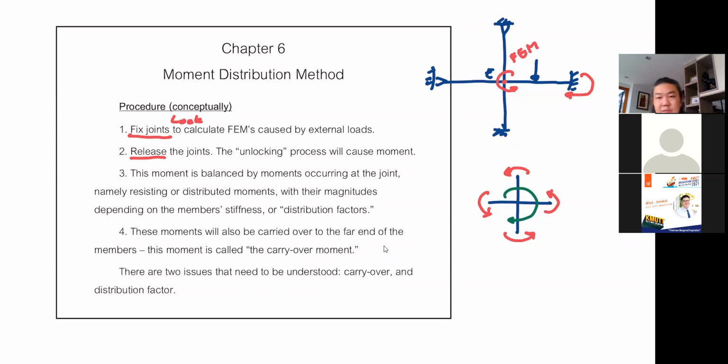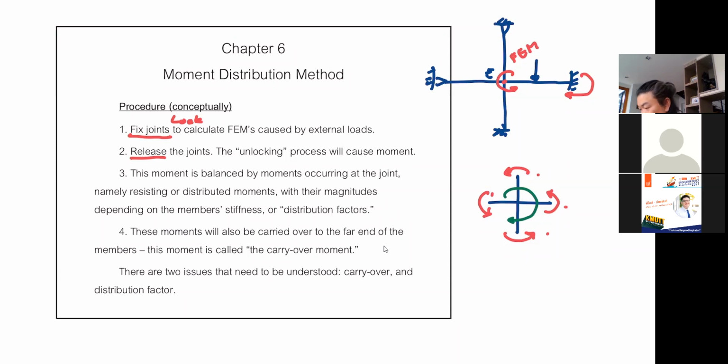Okay, now the first question that you must answer is, how can we tell how much this moment is? So clearly, you can see from this free body diagram that these moments come from the 4 members. So the major contribution is the members. So how are we going to know how much each member will contribute in balancing this moment? That is the question you need to answer.